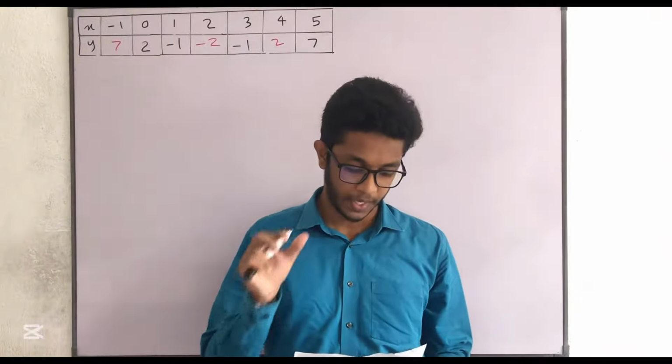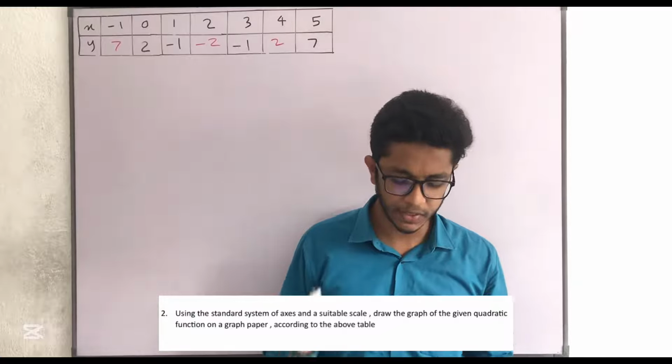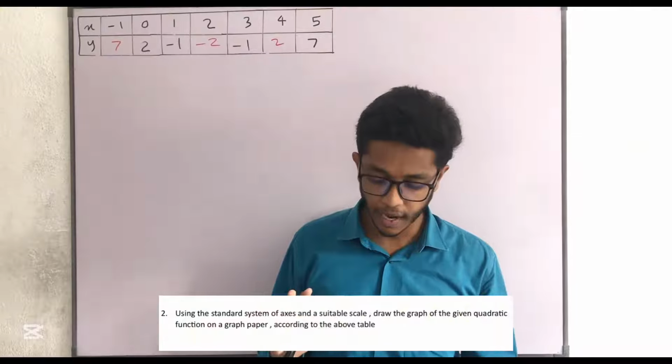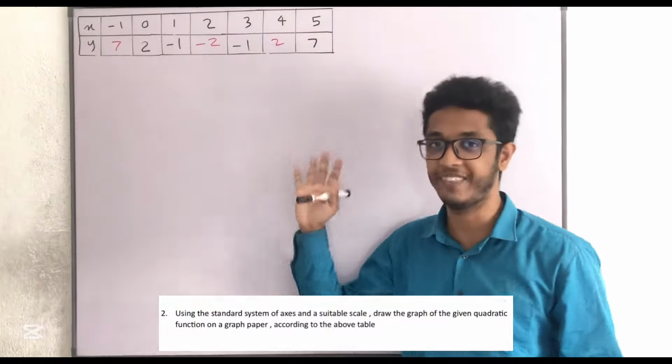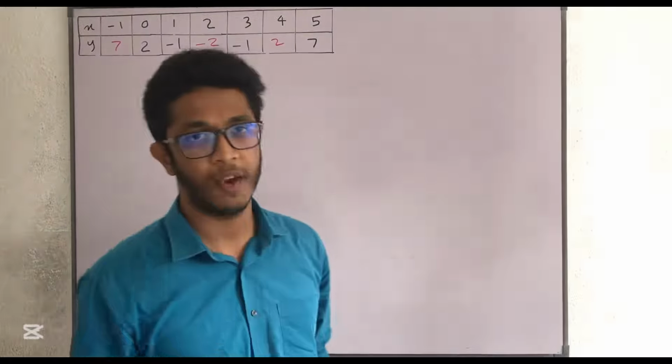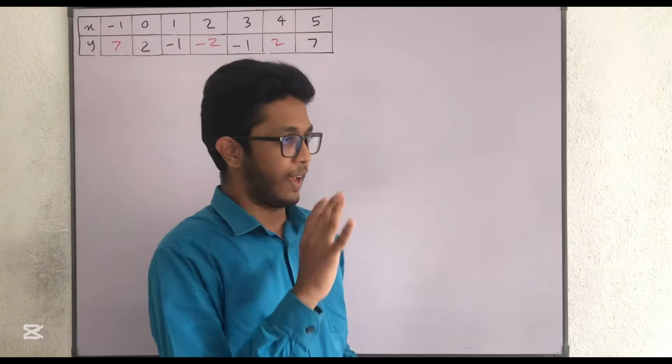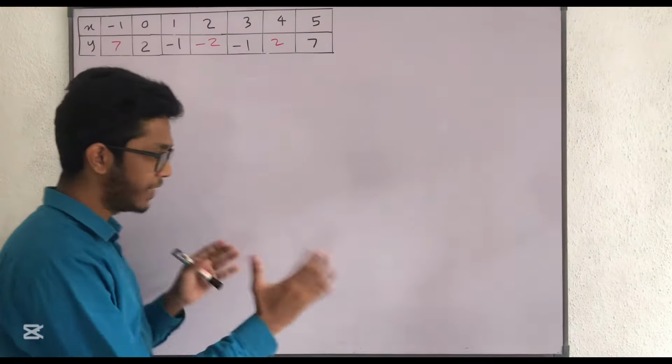Question number 2. Using the standard system of axes and a suitable scale, draw the graph of the given quadratic function on a graph paper according to the above table. So by using this table, we have to draw the graph. In this drawing part of the graph, there is something to teach.